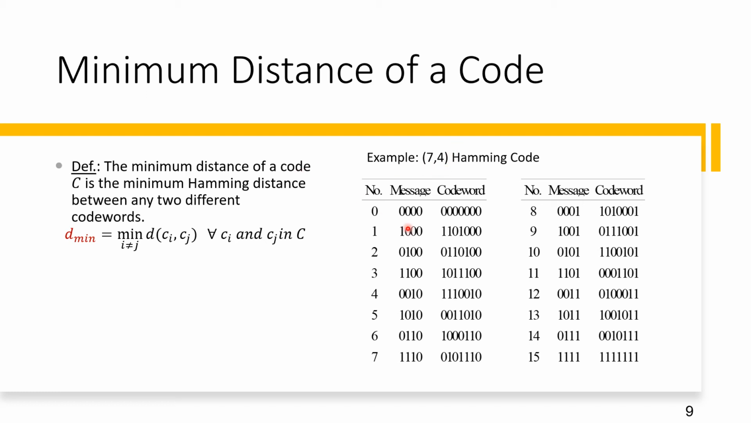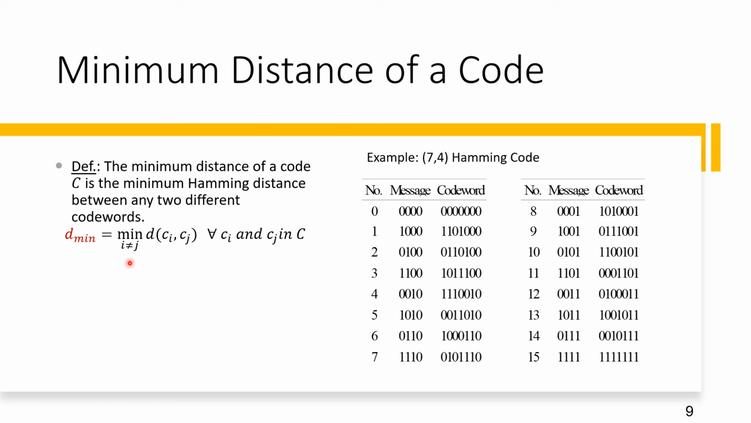So we can also define the minimum distance. There is a distance between this and this, which is 3. And from here to here, for example, the distance is 3. You can find the distance between any of these code words. The minimum distance of a code, C, is the minimum Hamming distance between any 2 different code words. So you try all combinations, and then you find the minimum, and that's called the minimum distance.